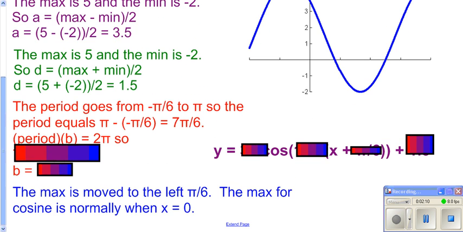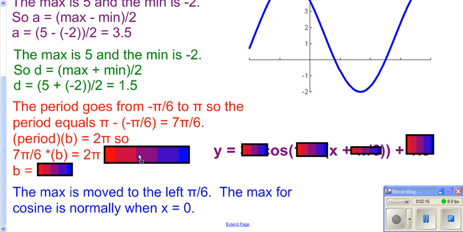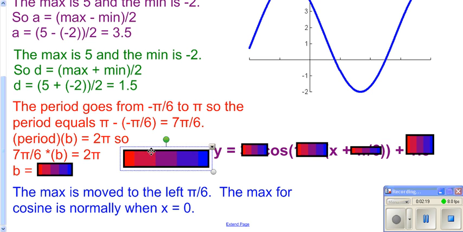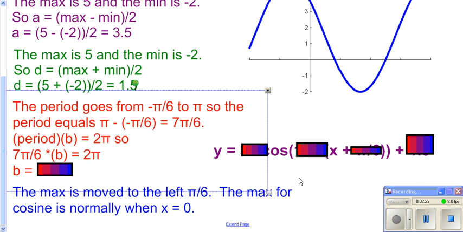Well, we can then go ahead and use our peanut butter equation. We know our period. We don't know b, but we do know we need to get our normal period of 2 pi. So we go ahead and use that to be able to find the value of b. So we multiply both sides by 6 divided by 7 pi, and we get 12 over 7.